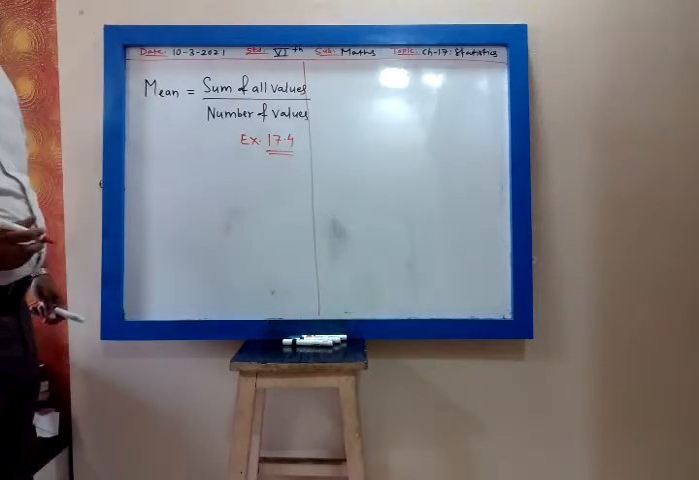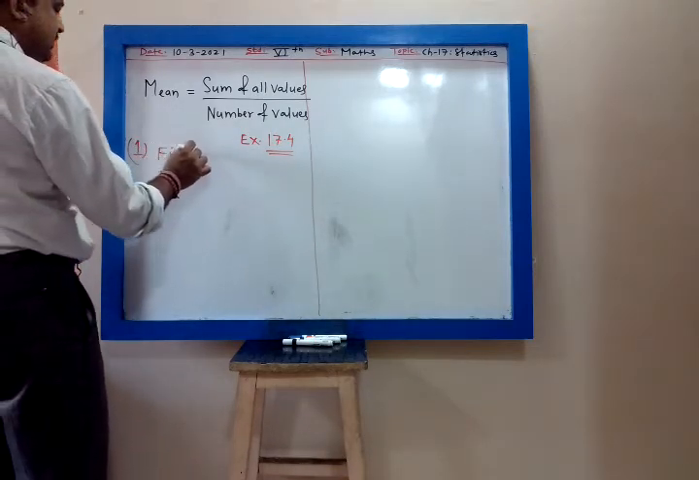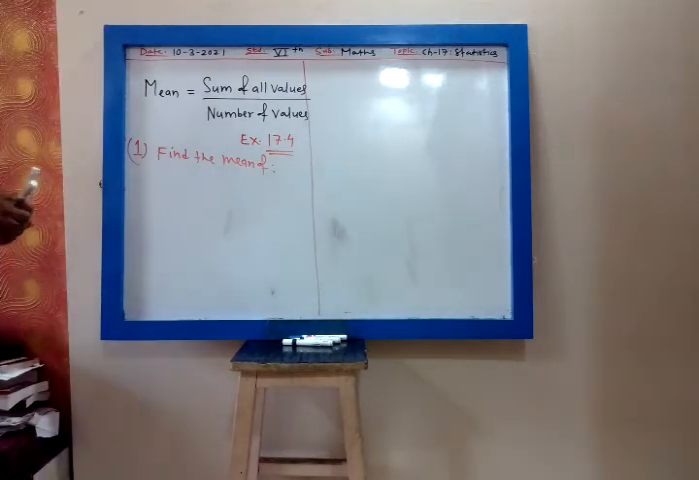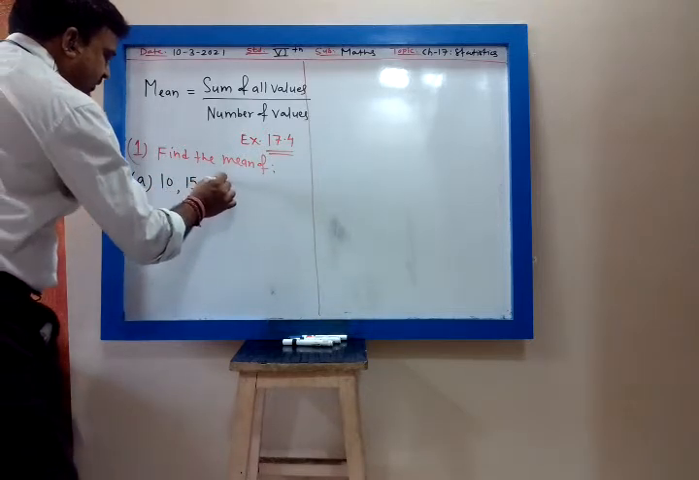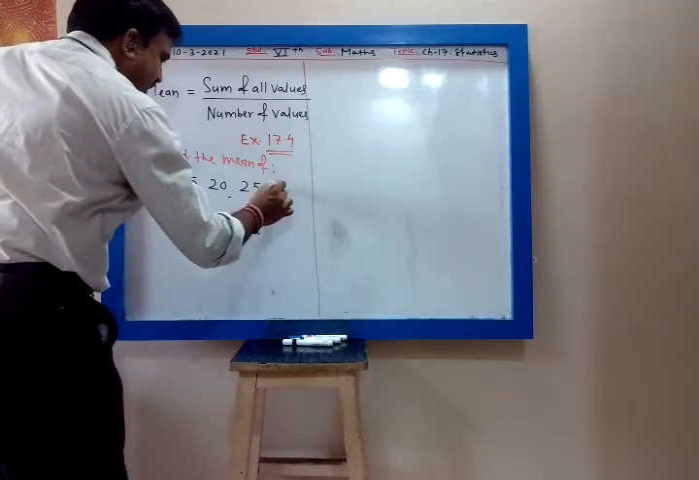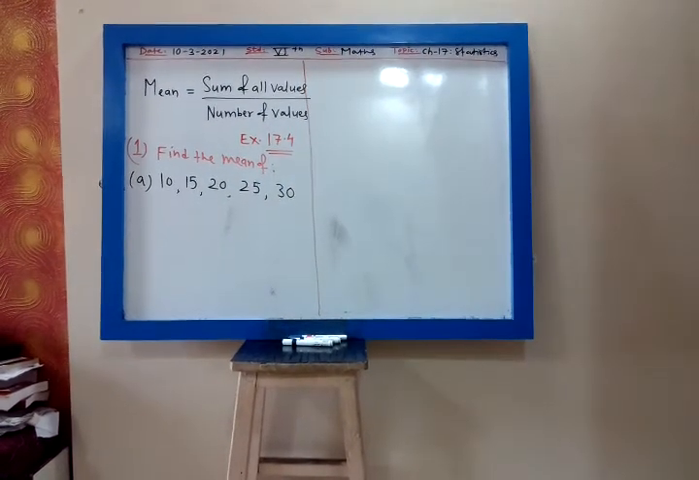17.4, find the mean of, first A. It is 10, 15, 20, 25, 30. Find the mean value of this.